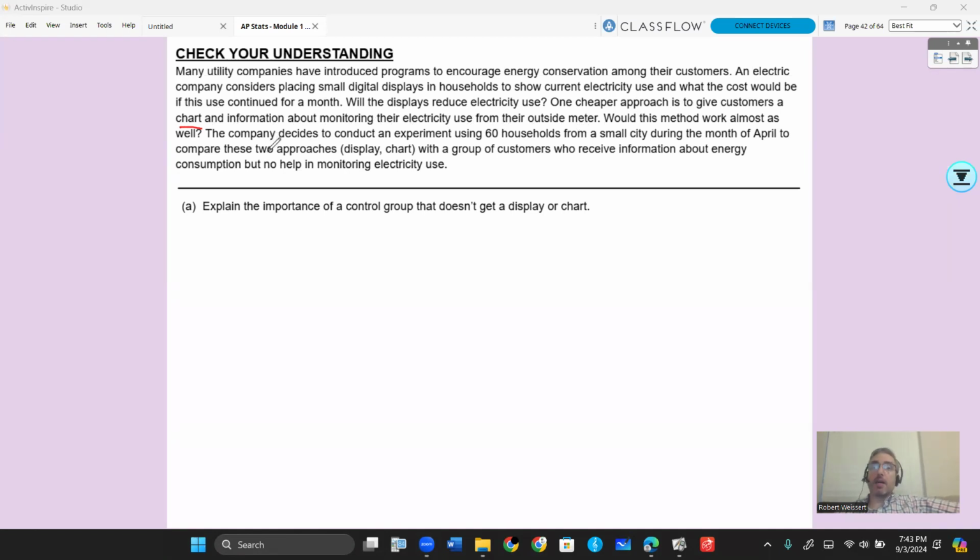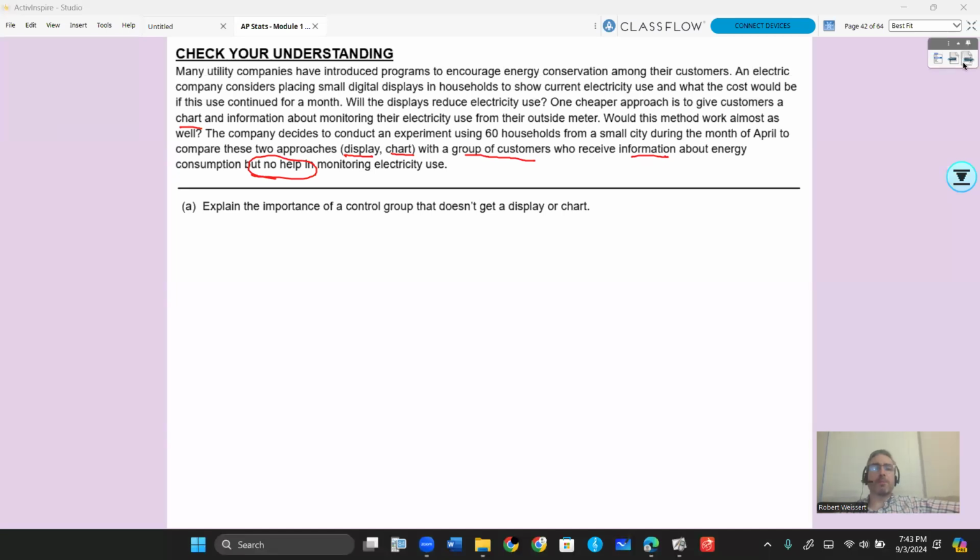The company decides to conduct an experiment using 60 households from a small city during the month of April to compare these 2 approaches, the digital display and the chart. But most importantly, we want to have some sort of control because we think that those things might influence their electricity consumption. So we're going to have a group of customers who receive nothing other than information about energy consumption, but no help, no chart, no digital display, because we want to see if that information might just have some sort of baseline influence. So what's the importance of that?